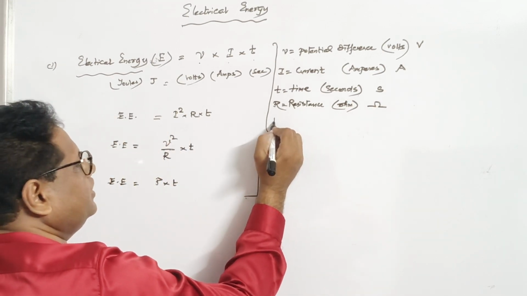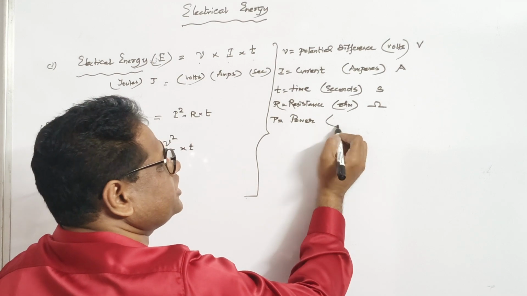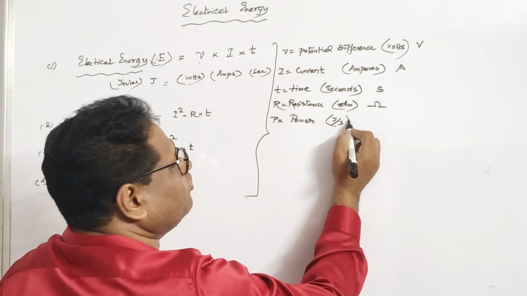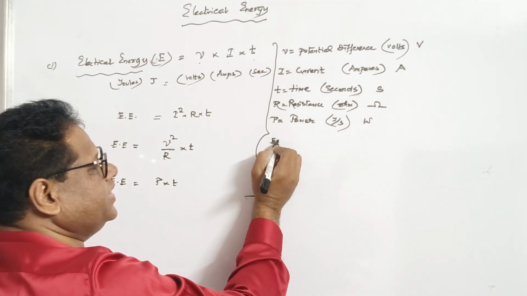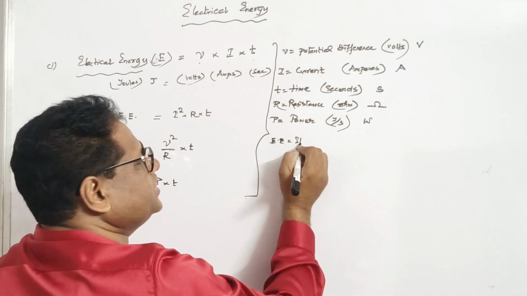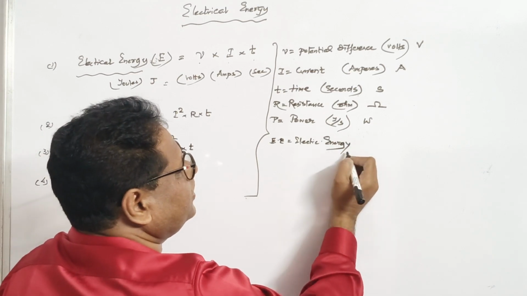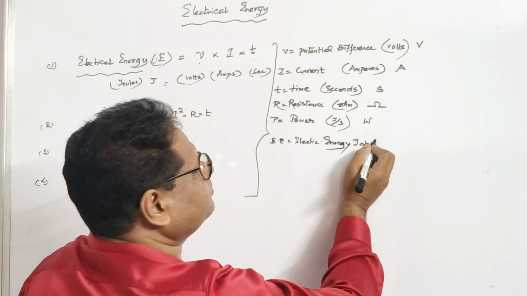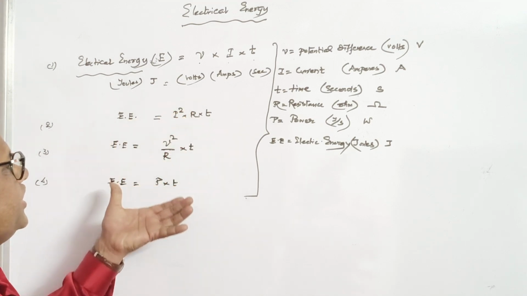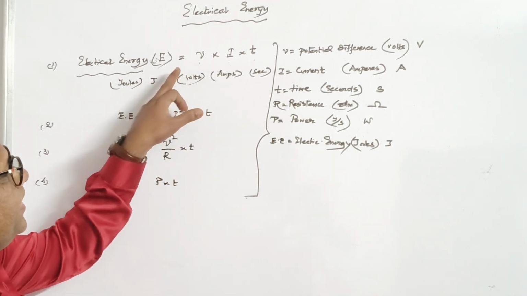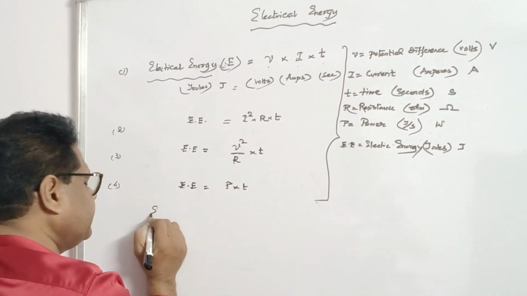Then we have the power. This is the electrical power, which is expressed in joules per second or simply watts, abbreviated as W. Then we have the electric energy, expressed in joules, abbreviated as J. Okay. So this is how you are going to express. The voltage, current, time, resistance, power, electric energy. Now we are discussing electrical power.